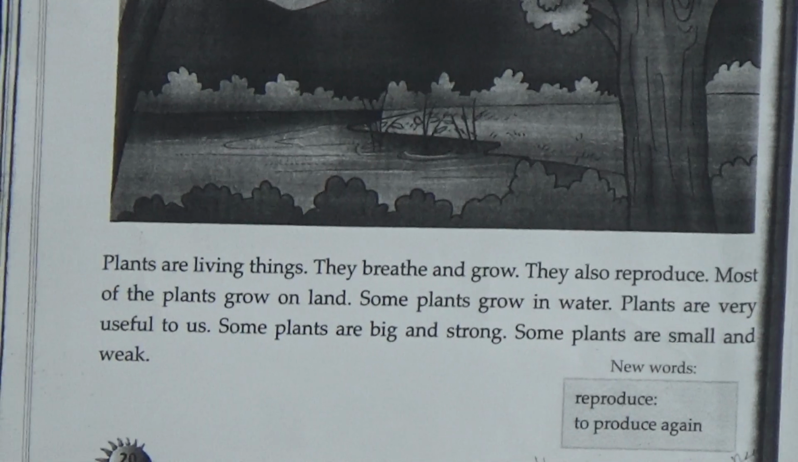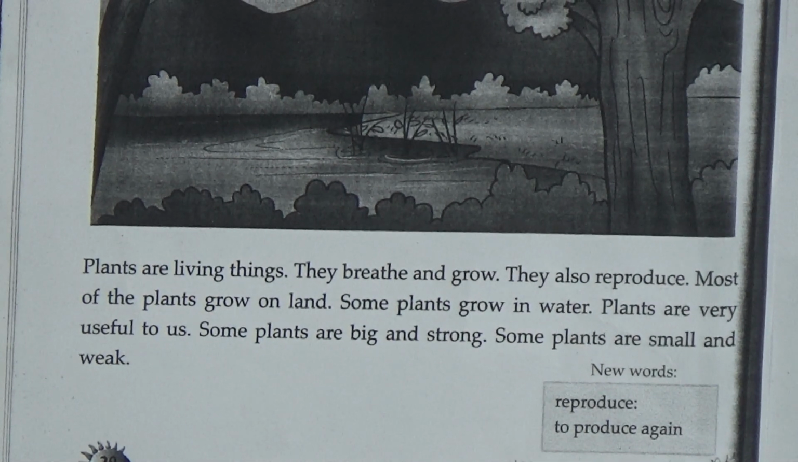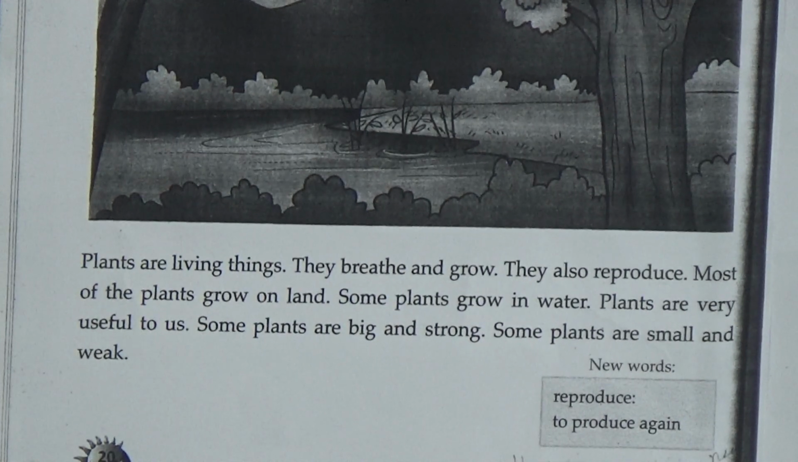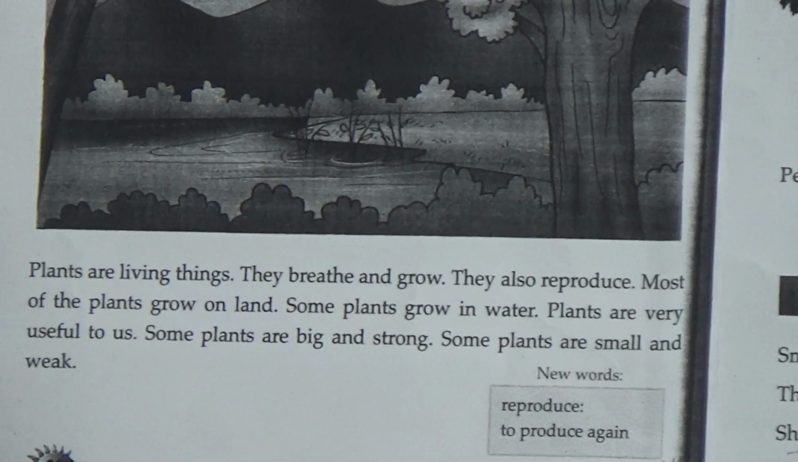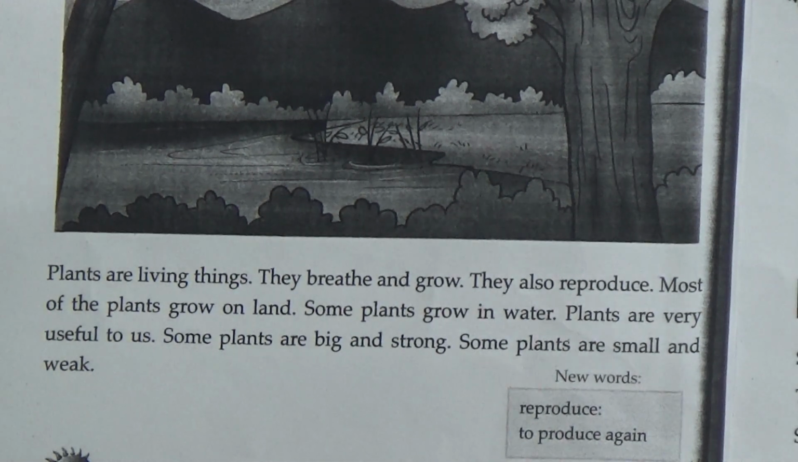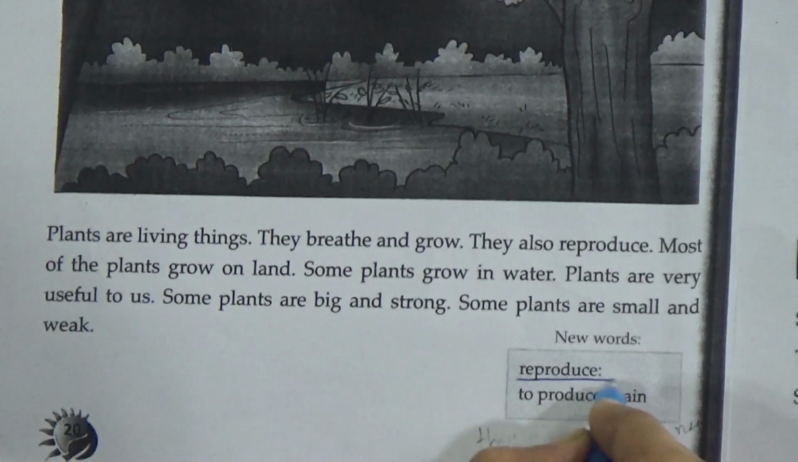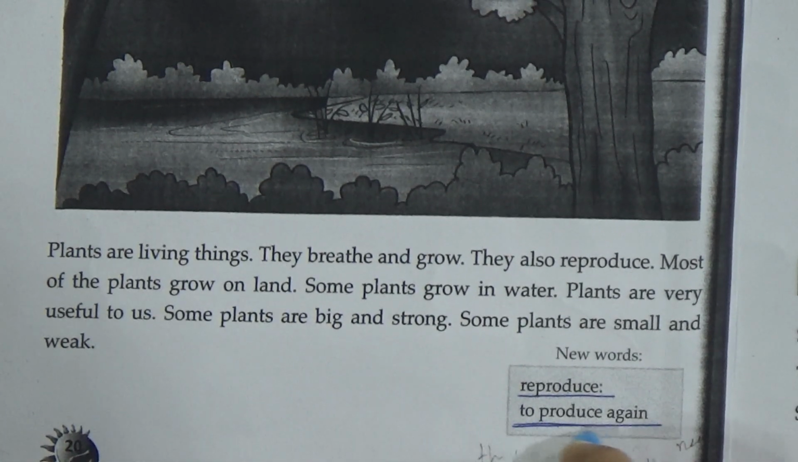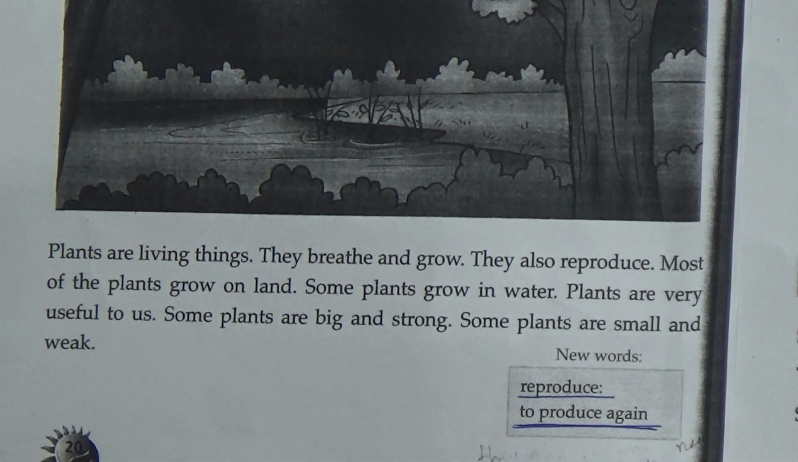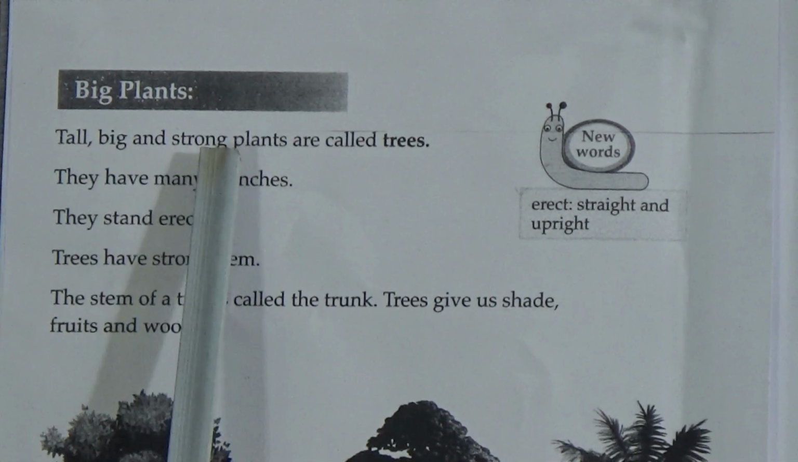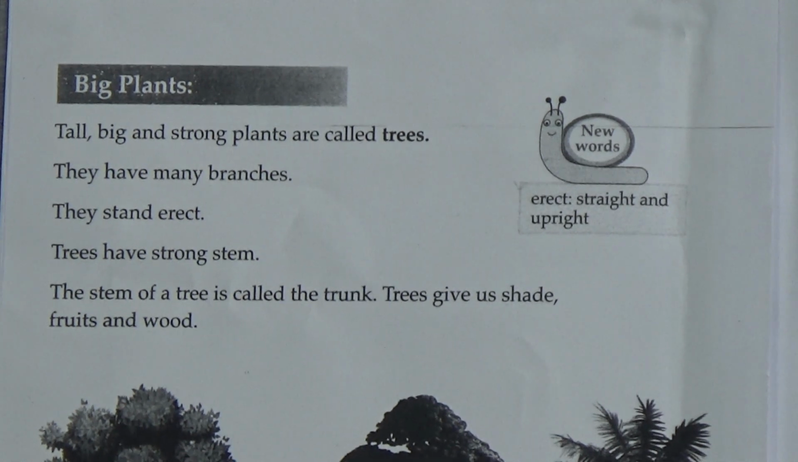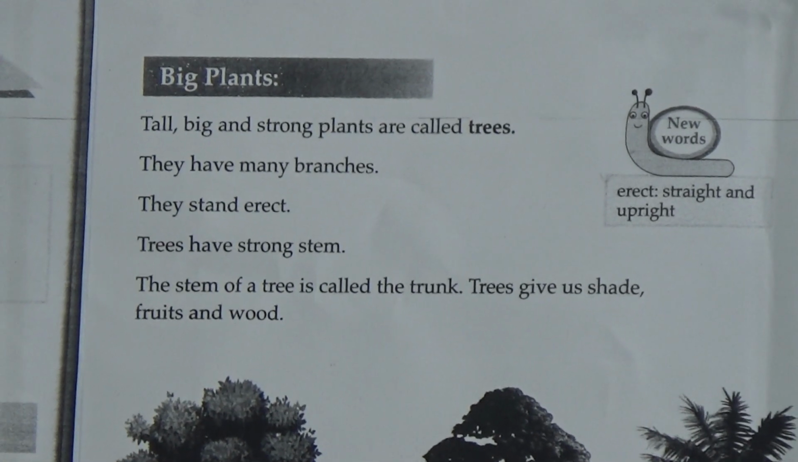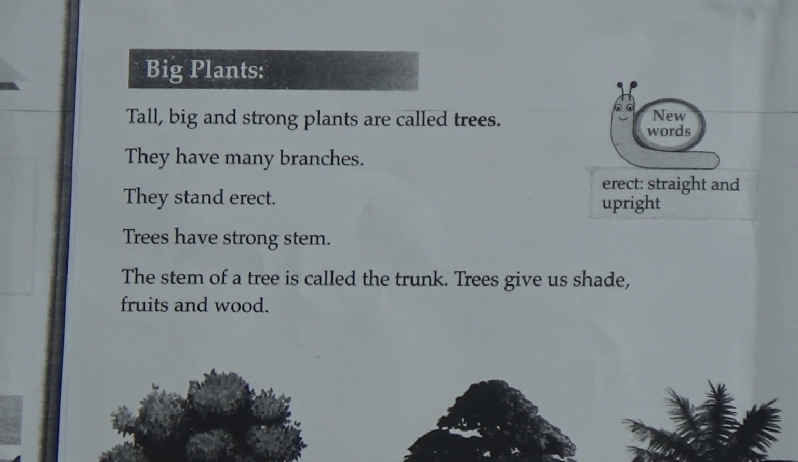So the plants which are big, they are very strong, and the plants which are weak, they are small in size. And here we learn one new word, reproduction. Reproduction means reproduce. Reproduce means to produce again. Now big plants. Big plants are tall, big and strong plants are called trees. So the plants which are tall, big and strong, we call them tree.